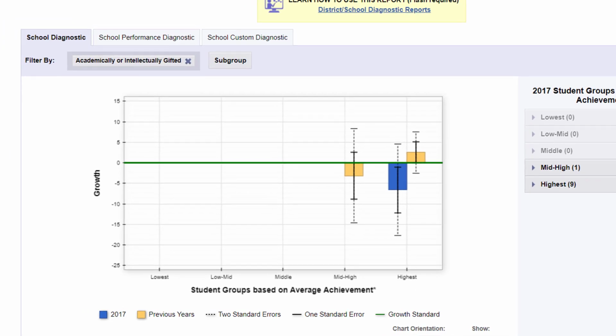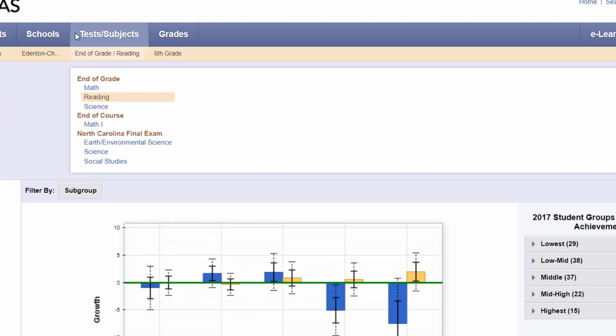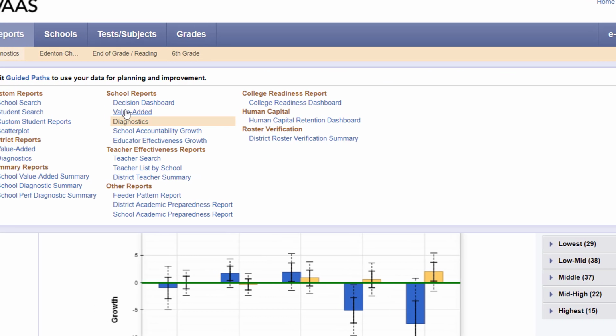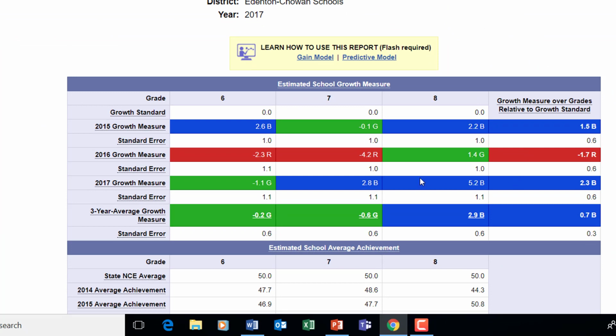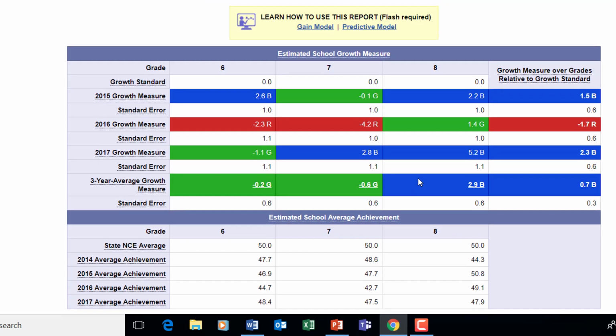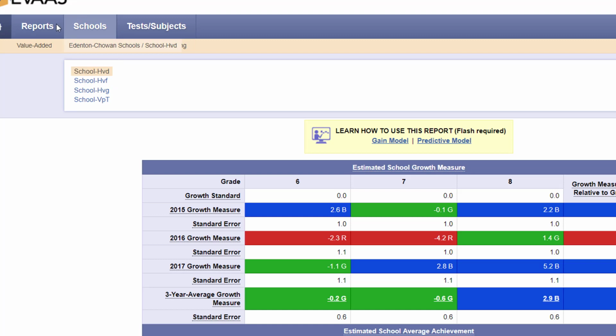Remember, EVAAS is not going to tell you how to fix whatever is wrong. It's not going to tell you what to do to fix this problem right here. It's going to show you there's a problem right here. When we go back to our value added report, it's going to show you where your problems are by just looking at the red, but it's not going to tell you how to fix them. It's up to you as educational experts to dig into that data and determine what strategies, resources, professional development you need to use to correct the problems that you see in your reports.